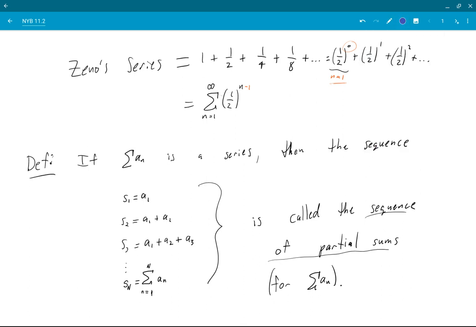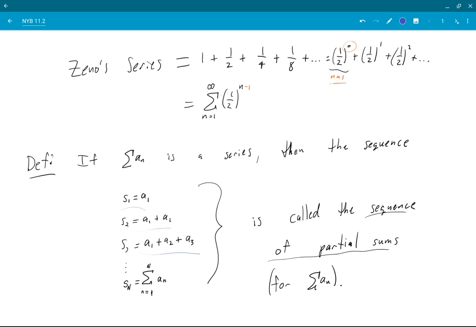Okay, S1 is the sum of just the first term. S2 is the sum of the first two terms. S3 is the sum of the first three terms. S16 is the sum of the first 16 terms, and so on and so forth.